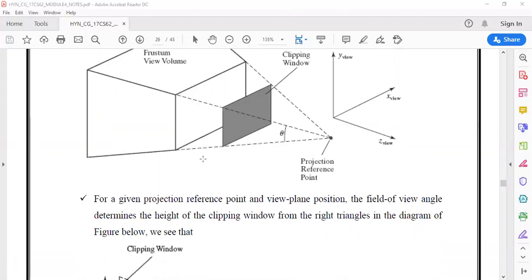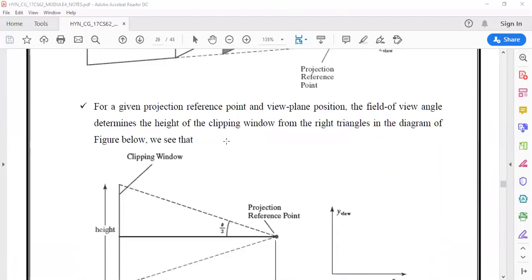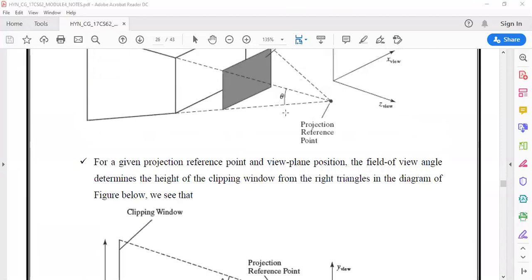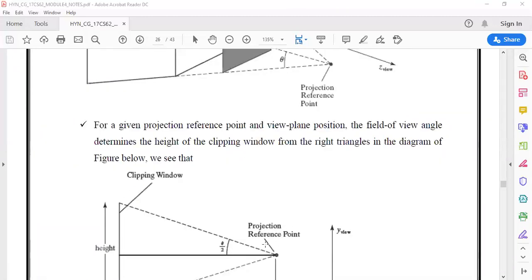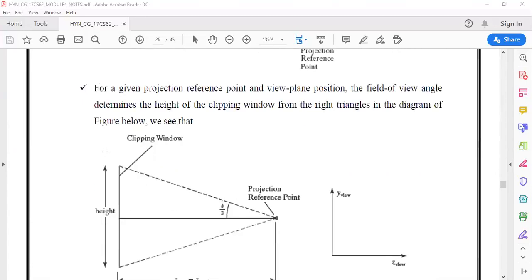From a right angle triangle, we can calculate the height of this particular clipping window. I will take this right angle triangle, and I can divide the entire angle theta. Consider this part, which forms a right angle triangle. This is the height of the clipping window, along with these two dotted lines. This is my projection reference point, and this is the entire angle theta.